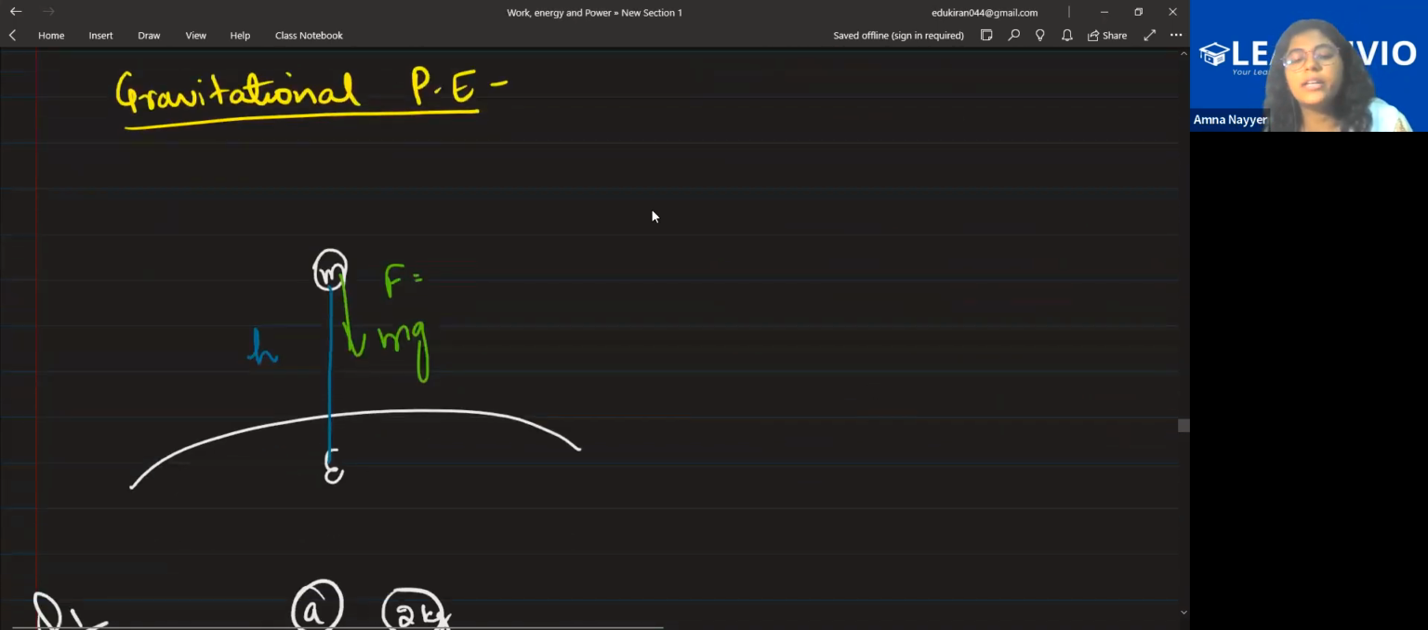So in gravitational potential energy, suppose a body is lifted from the surface of Earth. Now the force acting is downwards, which is mg, right? Mg is acting downwards. You have a height h from the ground. So if you have height h from the ground, you have the force as mg. Now displacement is h, force is mg. It's very easy to calculate.